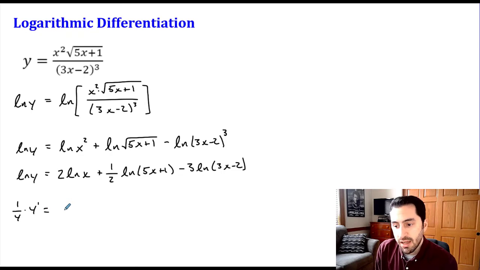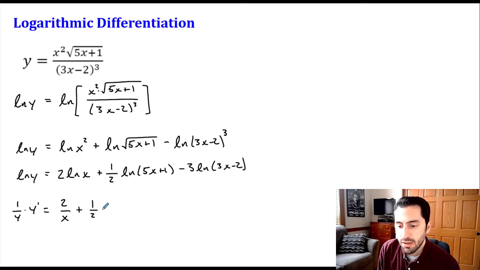Now on the right-hand side, everything here is in terms of x. So we can go through and we can find the derivative of all this. Our first term, we have 2 times the derivative of the natural log of x. So that's going to be 2 times 1 over x. In the middle, we have our 1/2 out front. The derivative of the natural log is 1 over whatever is on the inside. And then using our chain rule, we need to multiply by the derivative of the inside, which is 5. And then we have minus 3, and doing the same thing, the derivative of the natural log, 1 over 3x minus 2, times the derivative of the inside, which is 3.